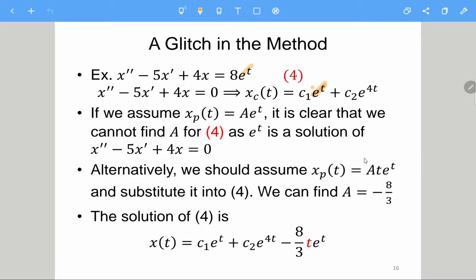And then if you plug this term into equation 4, then you can find a to be minus 8 over 3. So finally, you can find the complete solution to be this one, c1 exponential to t plus c2 exponential to 4t minus 8 over 3 t exponential to t. So we have this term t here.